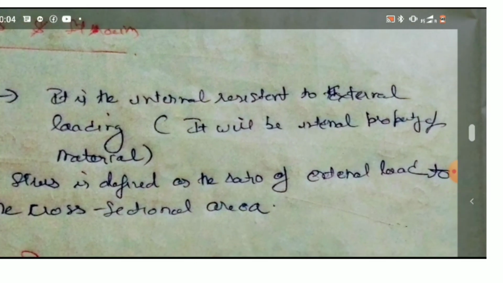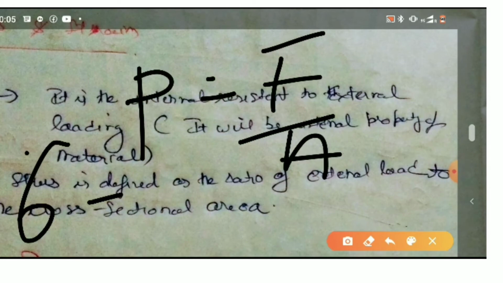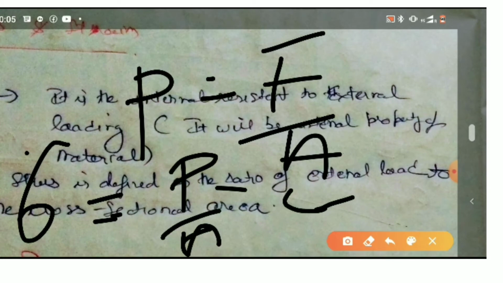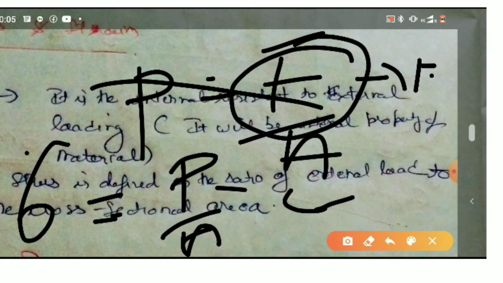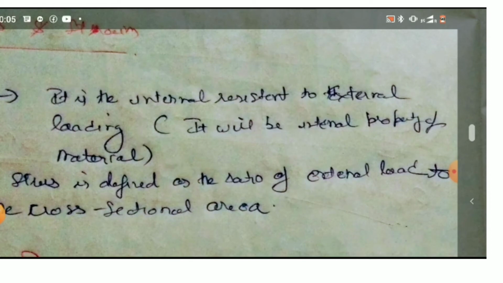When you apply the external load, the internal resistance that develops is what we call stress. One more difference: what is P? P is also F by A, and sigma, which denotes the stress, is also P by A or F by A. This is also load and this is also force. Here the force is external and here P is the internal resistance due to external load. So this is the difference.